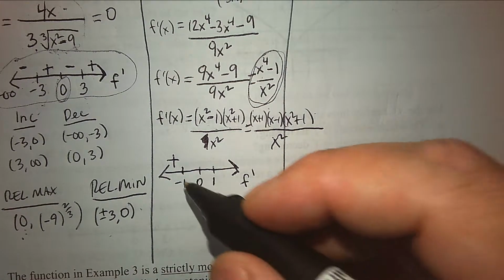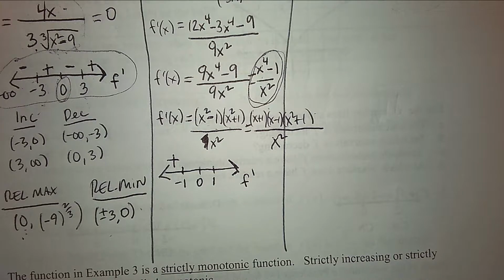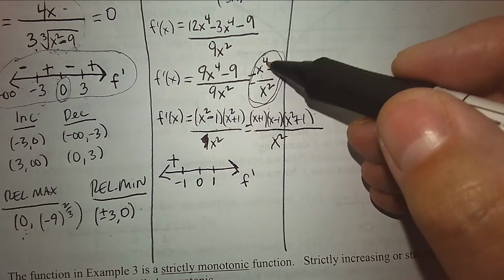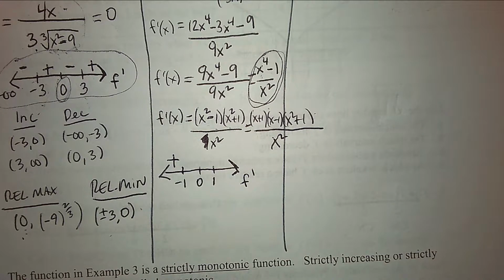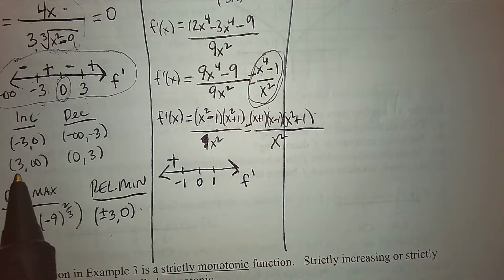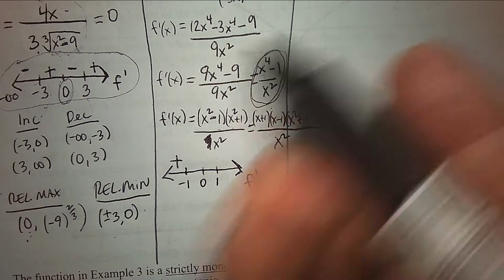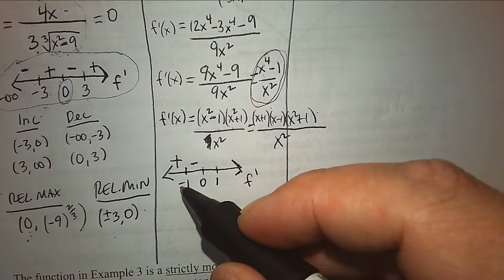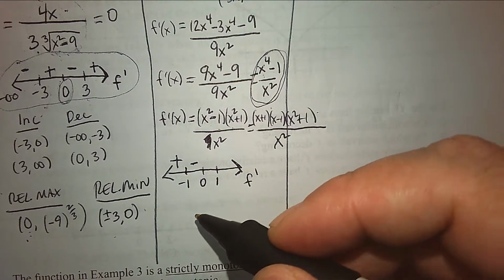Between negative 1 and 0, pick a number. 0.5. Good. Negative a half, right? If I go here and I go negative a half to the 4th and subtract 1, altogether that's going to be what type of number? Negative. The bottom will always be positive. Negative divided by a positive. So what did we just find? From negative 1 to 0, it is decreasing.